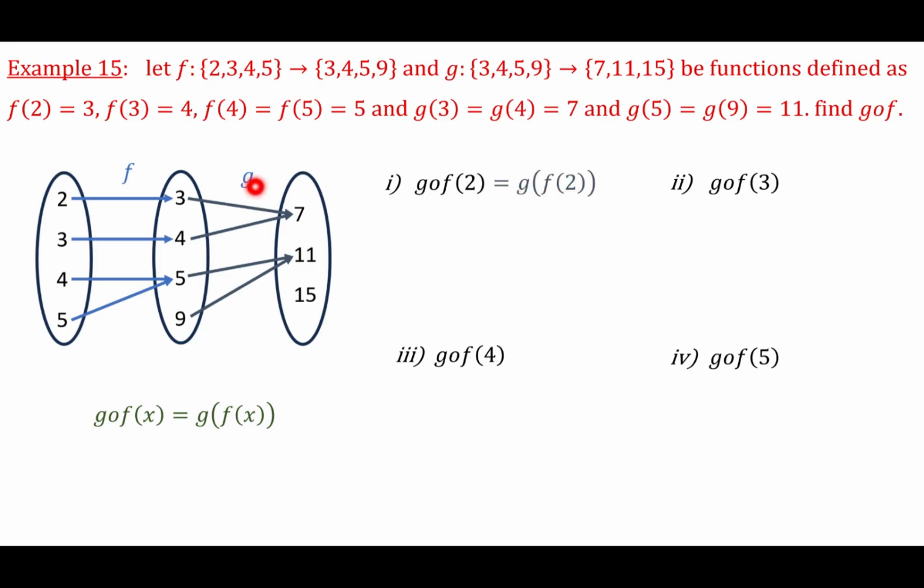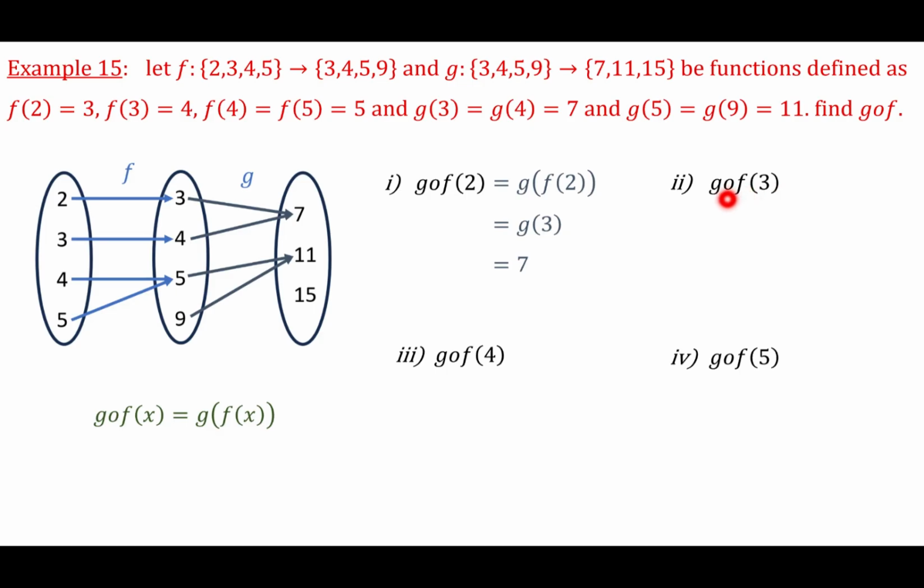And we know f of 2 value is 3. So in place of f of 2, I'm going to write 3 like this. And g of 3, we know that g of 3 is nothing but 7. G of 3 is 7. So g circle f of 2 is 7.